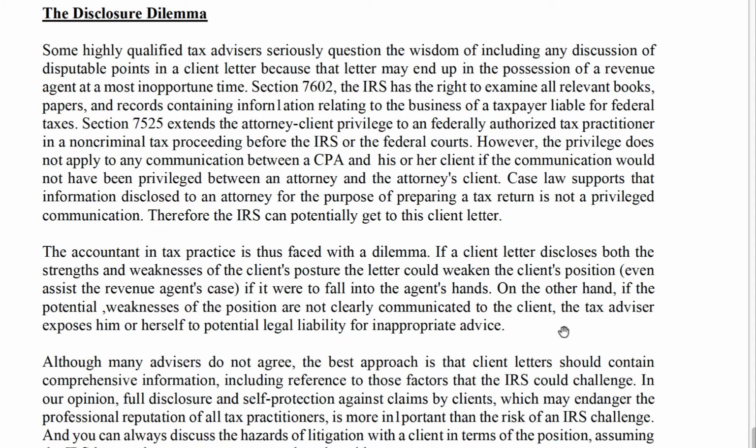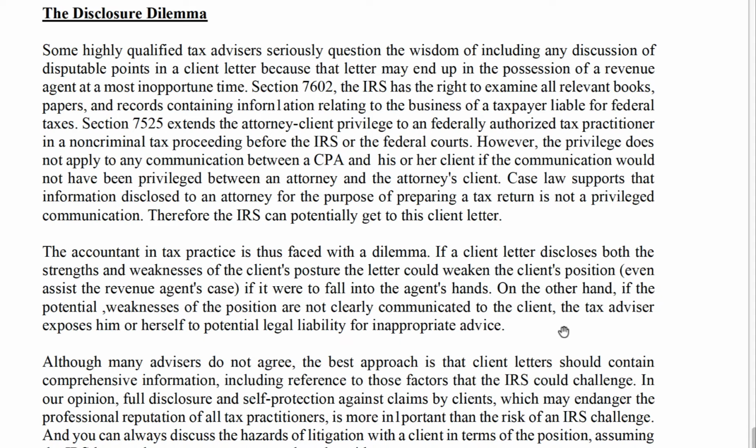Remember I mentioned there that if there's an argument on the other side the IRS can bring up, that you should bring it up? Well, that's what I'm talking about. Some tax professionals say do not put that in there. And the reason why is because the client letter could end up being a document that the IRS can get their hands on.